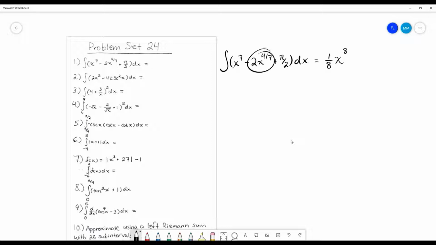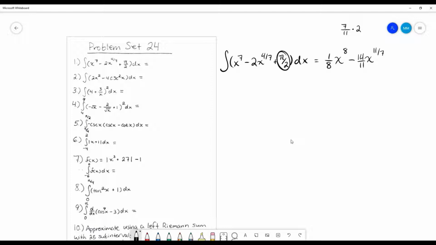Next up, this over here, I said it's a minus sign. Again, add 1 to this exponent. 7 plus 4 is 11, I believe. So it's going to be x to the 11/7. And this time, normally I would put this in front, so I'm going to divide by this, which is the same as multiplying by 7/11. But I also have this coefficient in front, so it's going to be 14/11 right there. And then, of course, I have plus pi over 2.